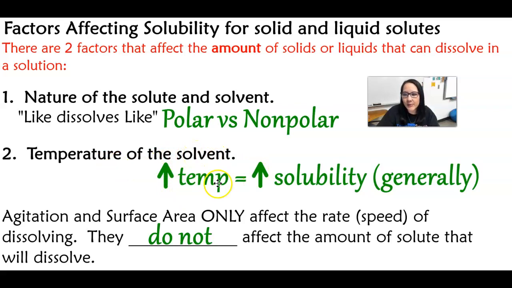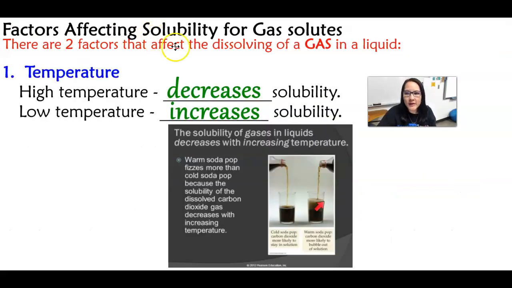If you increase temperature, in general, it will increase solubility of your solute. Agitation and surface area only affect how fast you can dissolve your solute. It does not affect how much solute can be dissolved. So factors affecting the solubility of a gas are totally opposite of those affecting the solubility of a solid.